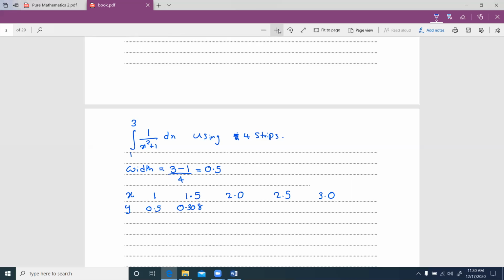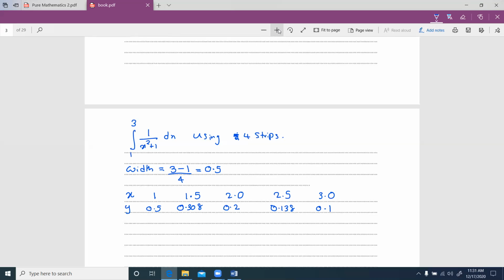If you put 2, 1 divided by 2 squared plus 1, that is 1 over 5, 0.2. If you put 2.5, 1 divided by 2.5 squared plus 1, I'm substituting these values into this equation, then you get 0.138. If you put 3, 3 squared is 9, 9 plus 1 is 10, so 1 over 10, 0.1.